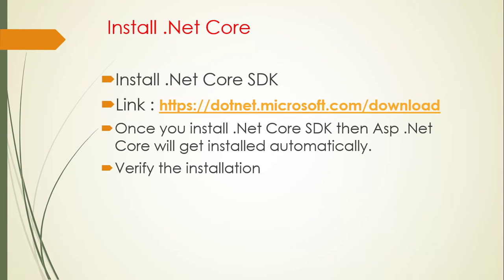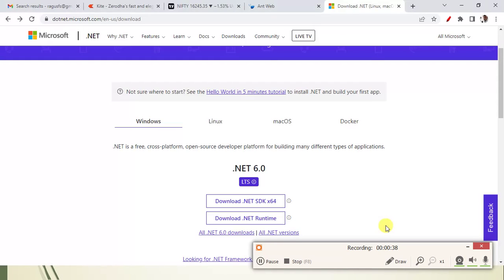Once you decide on the operating system, then you need to install .NET Core SDK on your machine. For that, open this link in your browser. By default, Windows is selected here. If you are using a different operating system, you can select the operating system here.